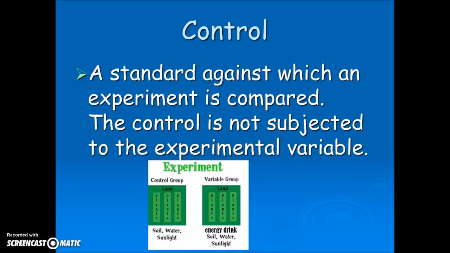So in the picture I have here, you have what's called the control group. It's got soil, water, and sunlight that's involved in this control group. And you can see in the variable group, it's got the same thing, soil, water, and sunlight, but there's a variable added, energy drink. And this energy drink will make sense when you watch the short little 2-minute video in the next slide.